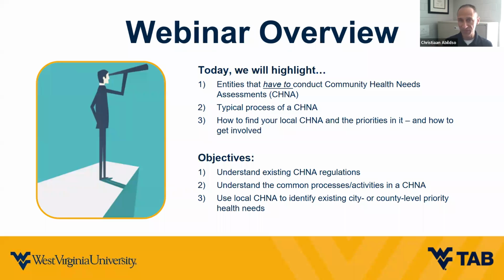So specific objectives align with what I'll highlight. Understanding a bit of the regulations surrounding community health needs assessments, or just community needs assessments, and the common processes and activities, and how to use a local CHNA to identify existing priority health needs, and/or how to undertake one on your own.